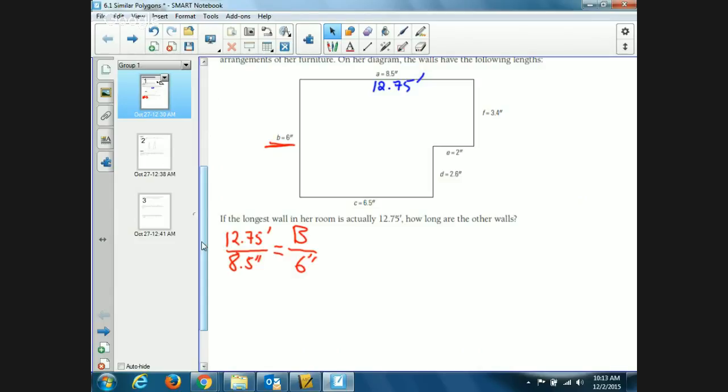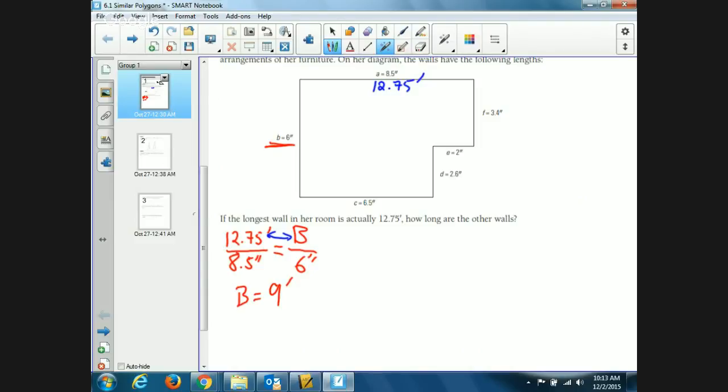Okay, B. When you cross multiply, divide by the loner. The real life length of B, the wall B, would be 9. But 9 what? Feet, because it's across from the feet side. The top is in feet. So B is 9 feet.